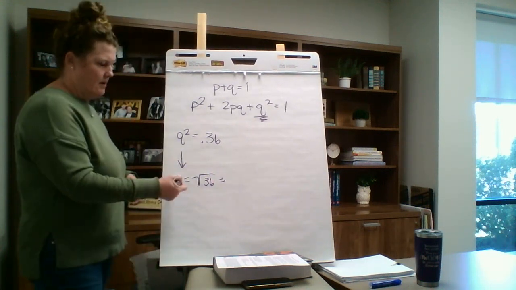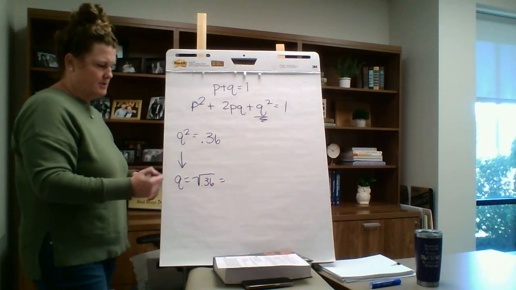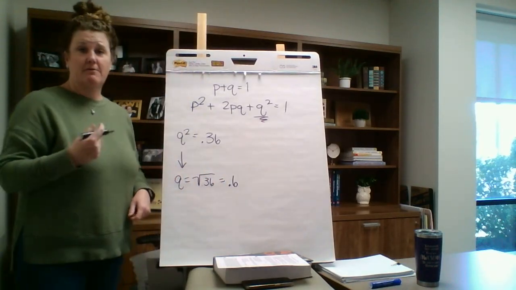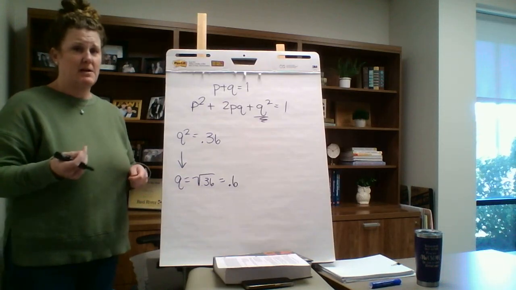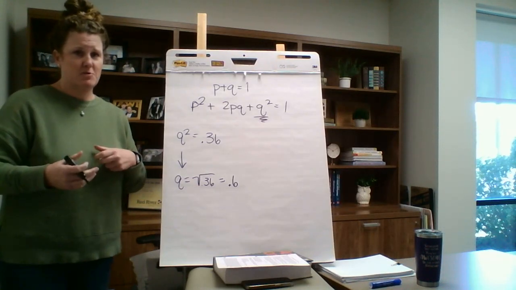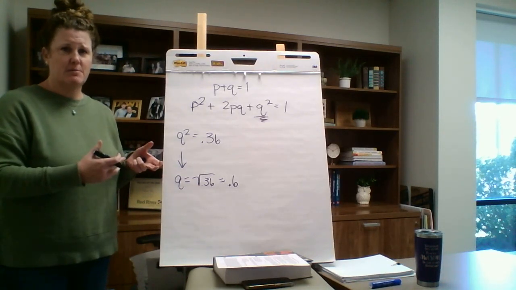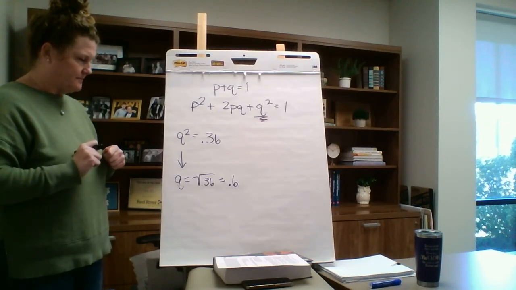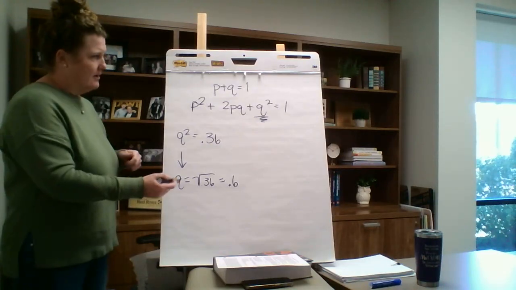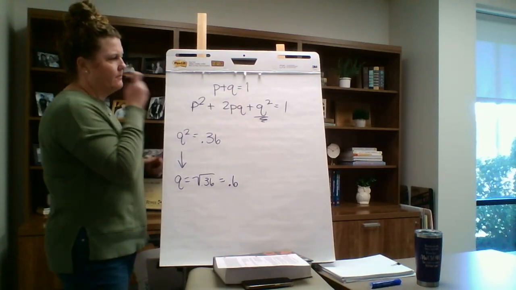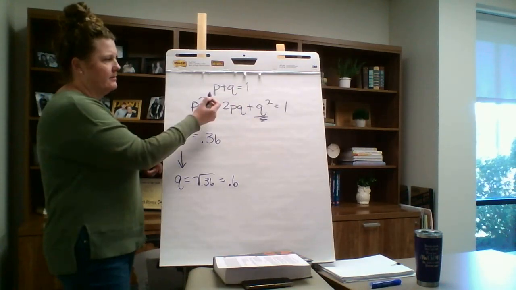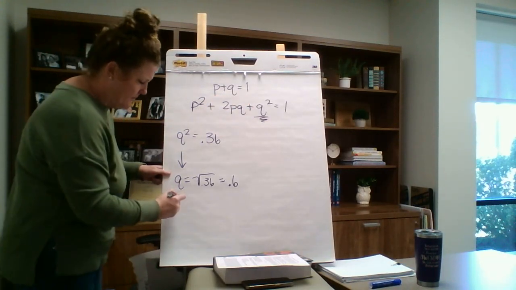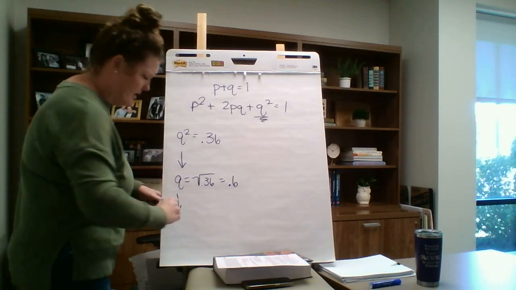So all I do is I take the square root, and so Q is going to be 0.6. I would definitely use your calculator for this because sometimes doing the square root of decimals can be a little tricky. This one's fairly simple, but I would definitely encourage you to use your calculator just to double check yourself. So now I've gone from Q squared to Q, and my next step would be to find P, because I know that P plus Q equals 1. So from Q, I go to P.